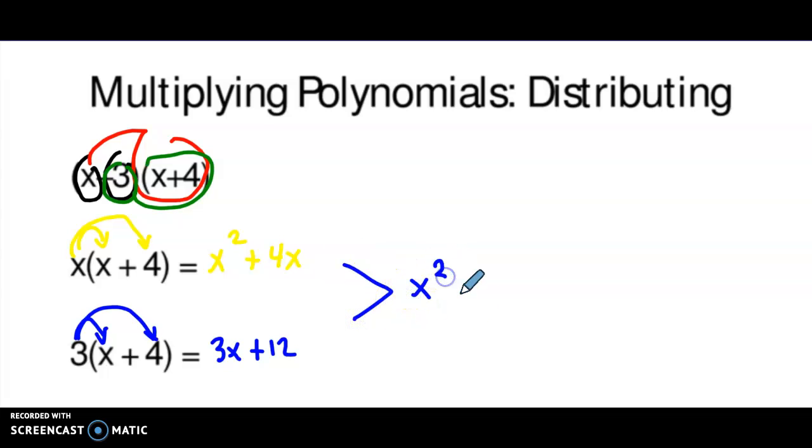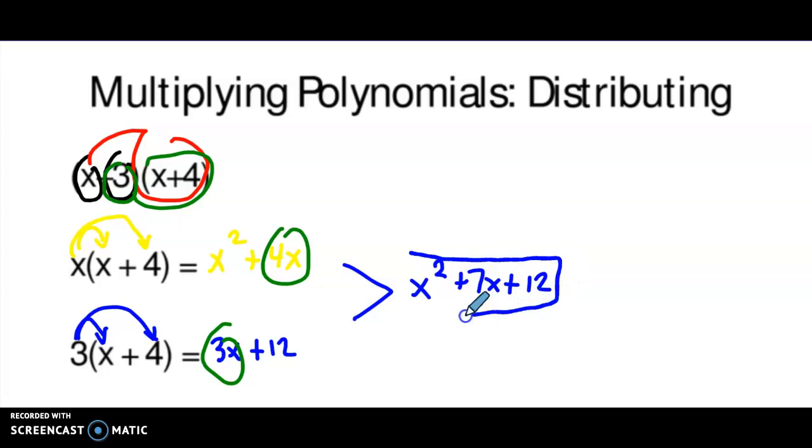We prefer the final answer to be in standard form, biggest exponent to smallest. These two are like terms, so I'm going to put them together. 4 plus 3 is 7 of that. And finally 12. So if you remember the answer from before and now, I got the same answer because I'm multiplying the same binomials. I just showed you FOIL or distributive property, but it is the same answer because I'm doing the same problem.